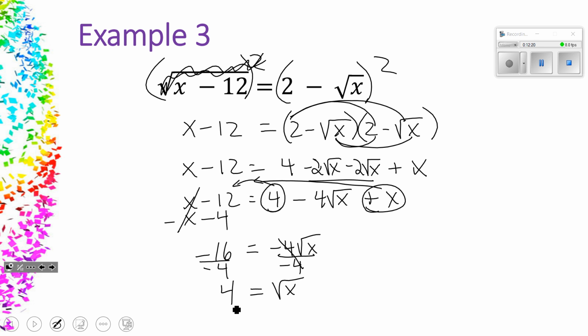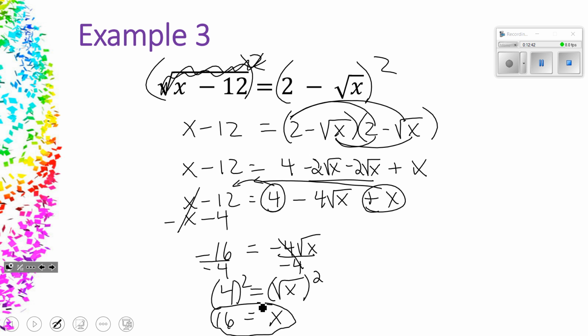How do I get rid of a square root? I'm going to square on the other side. So this is going to be 16 is equal to x. Yes, what you do to one side, you must do to the other. In order to keep an equation balanced, you've got to do the same thing on both sides.